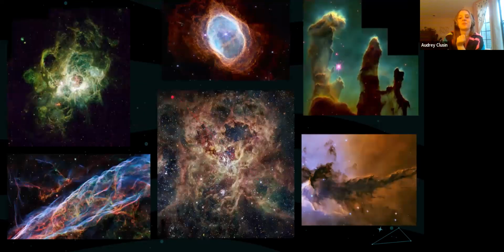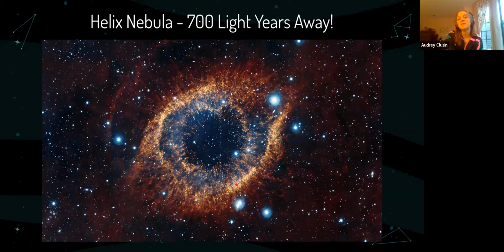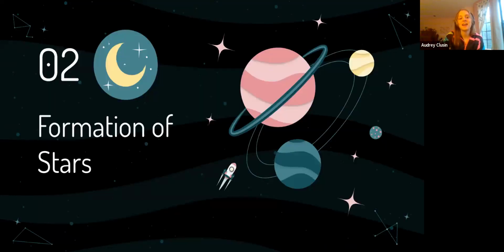Anyways, here are more really, really pretty pictures. This one is called The Pillars of Creation. It's a really famous picture, all of them. Anyways, here's the closest nebula to us. It's 700 light years away, which is very far, but it's still in our galaxy. Our galaxy is tens to hundreds of thousands of light years across. But anyways, Helix Nebula. So it's pretty cool.